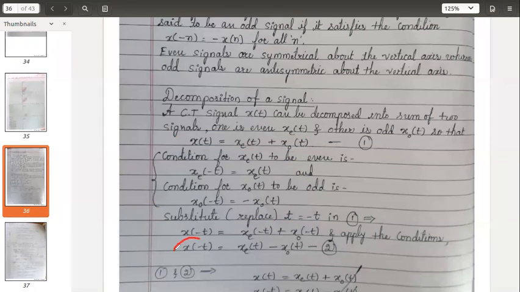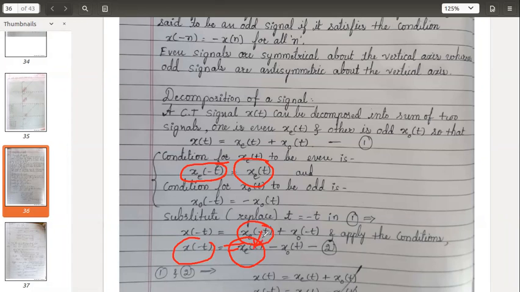x of minus t, the LHS, equals, check out the condition. For the even part, it will remain the same, so I have substituted xe of small t.